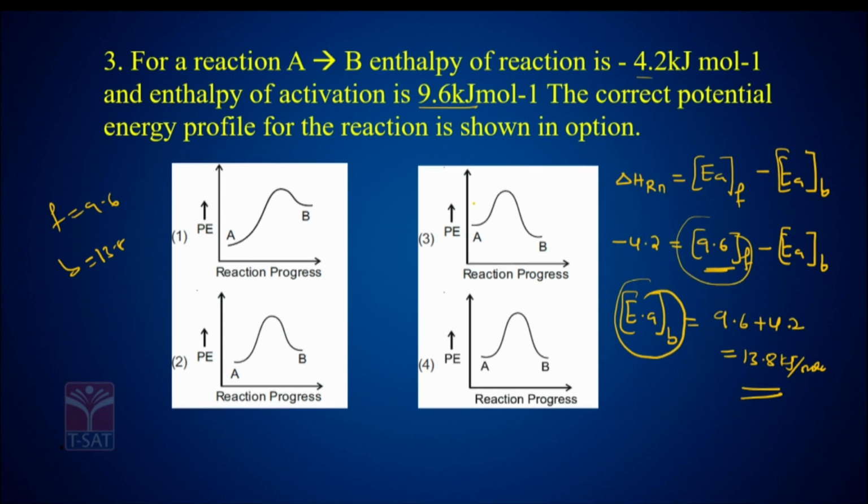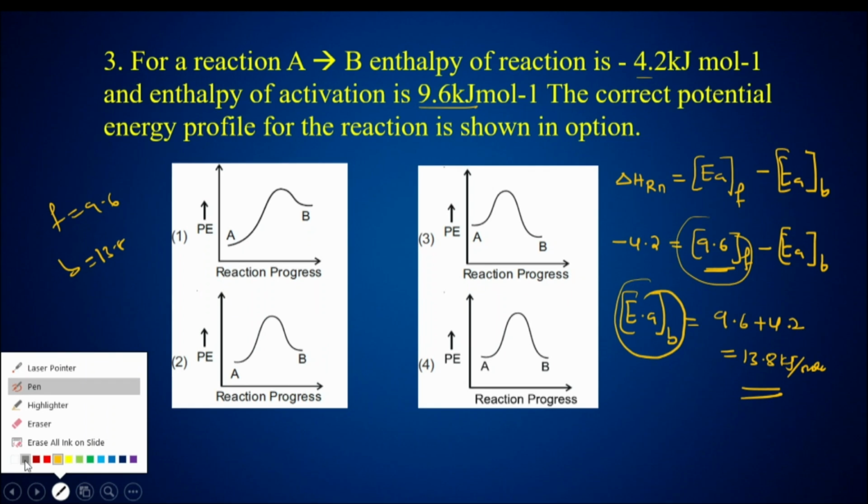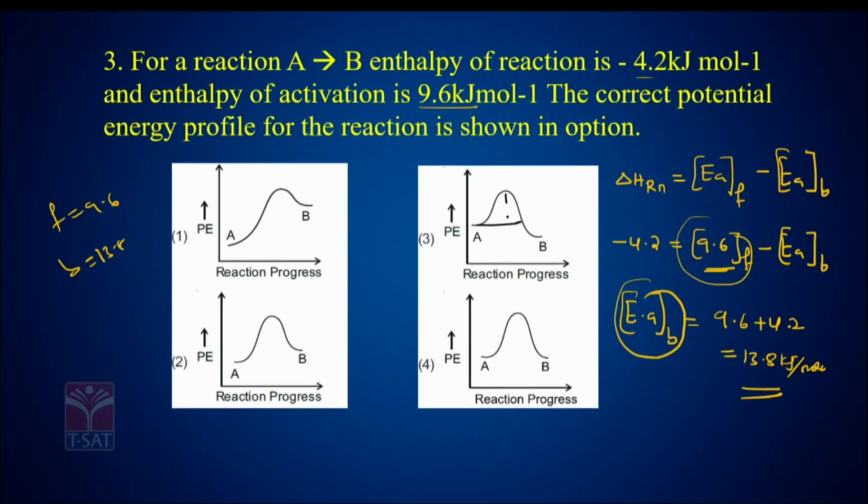See carefully, I am writing here with a black pen now. This is the activation energy of the forward reaction, which is 9.6 here. For the backward reaction, this is the activation energy, which is 13.8. And this is an exothermic reaction. Why is it exothermic? Enthalpy of products is less than the enthalpy of reactants, isn't it? In this diagram enthalpy of products is less than the enthalpy of reactants.